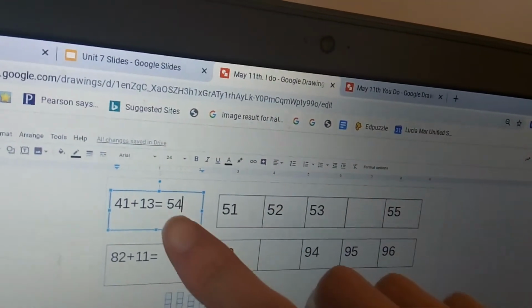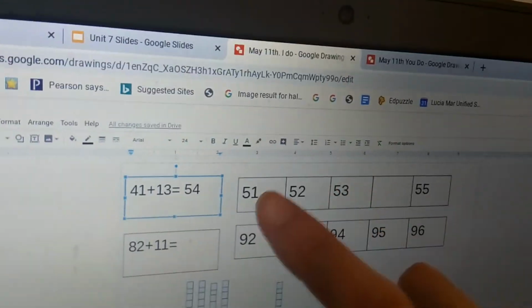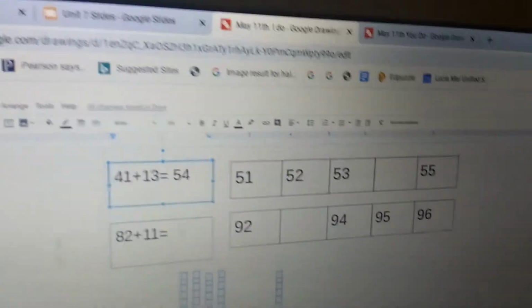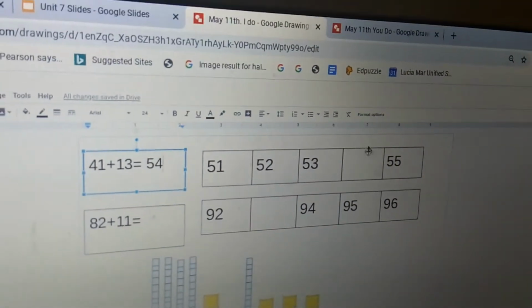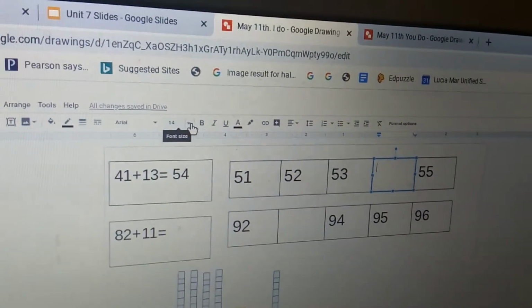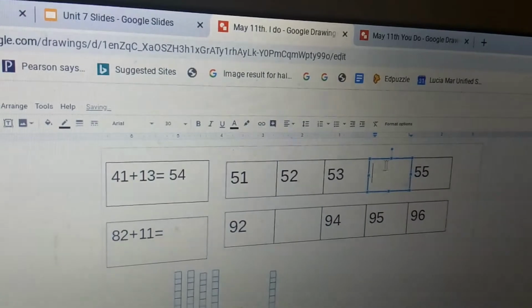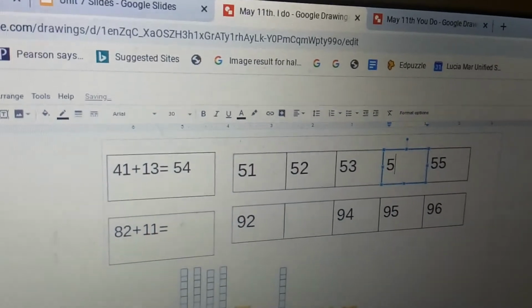Knowing that I got 54 as my sum, and also knowing my knowledge of place value, where the ones place is going up each time by 1, I can click right here, and I can add my missing number, and I'm going to make it nice and big so it's uniform. And I know my missing number is 54.